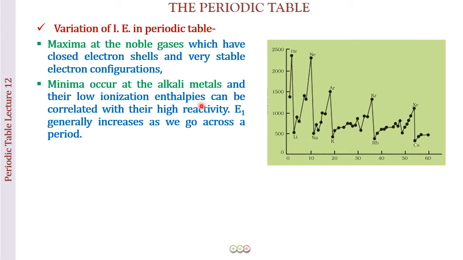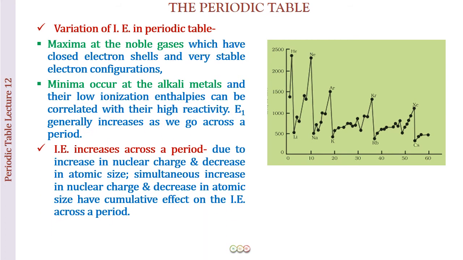Okay, so now what do we see? That's the ionization enthalpy 1. So we are talking about the first ionization enthalpy because we are talking about the loss of one electron over here. This is going to generally increase as we go across a period. Across a period, what we see is that there is an increase in nuclear charge and a decrease in atomic size. The effective nuclear charge hence increases, and if we consider the cumulative effect on the ionization enthalpy, it is going to increase.